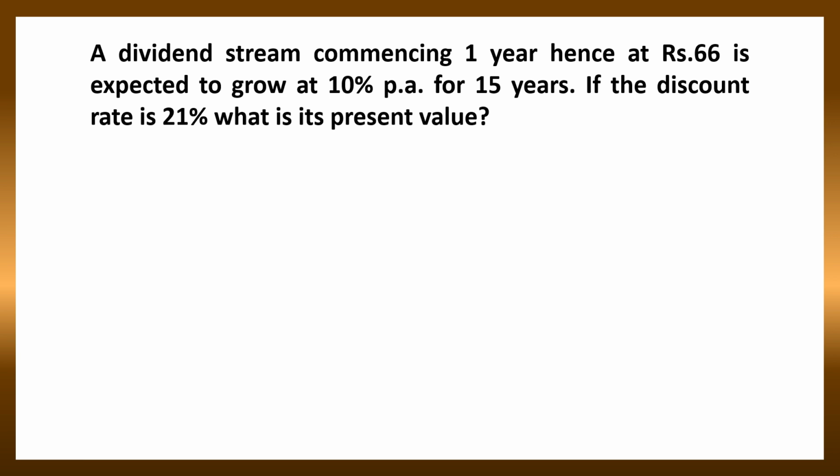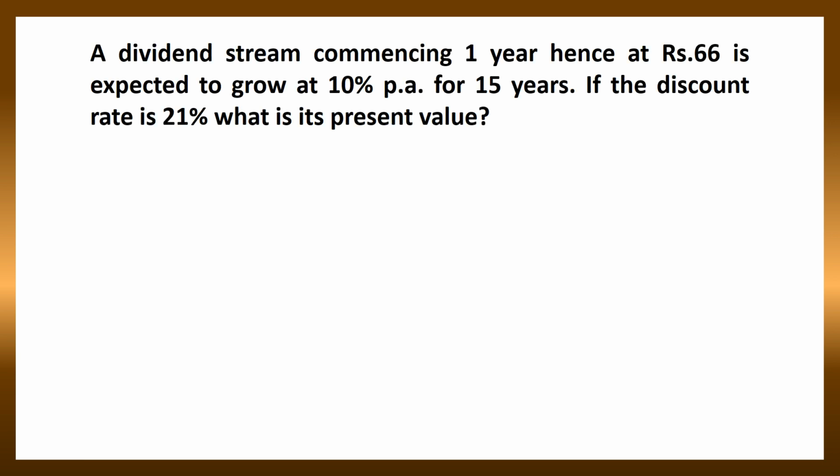So, after the first year, we are receiving 66 rupees. After the second year, that annuity is growing. 66 plus 10 percent of 66 is received at the end of the second year. And at the end of the third year, again it is growing by 10 percent. Like that, it is growing for 15 years at 10 percent per annum, and the discount rate is 21 percent, and we are asked to find the present value of the whole stream of cash flow.